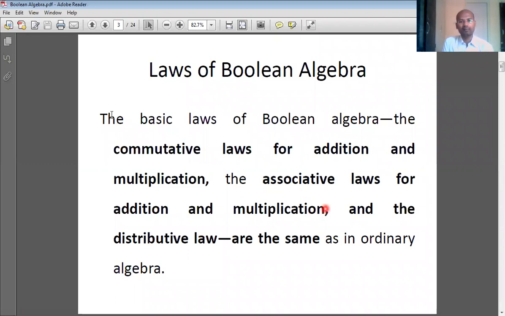Now see the basic laws of Boolean algebra. The commutative law exists for both addition and multiplication. The associative law for addition and multiplication, and the distributive law. These are much the same as in ordinary algebra. Now let's understand these laws one by one.